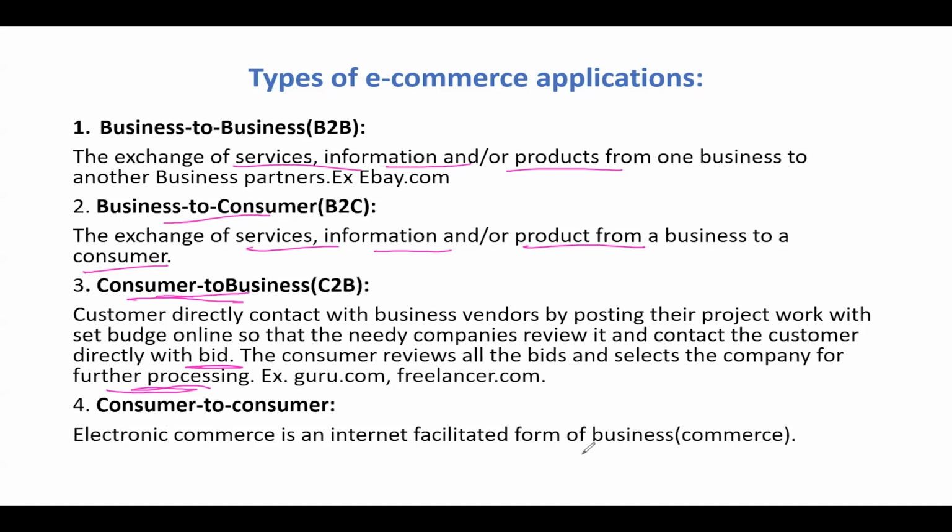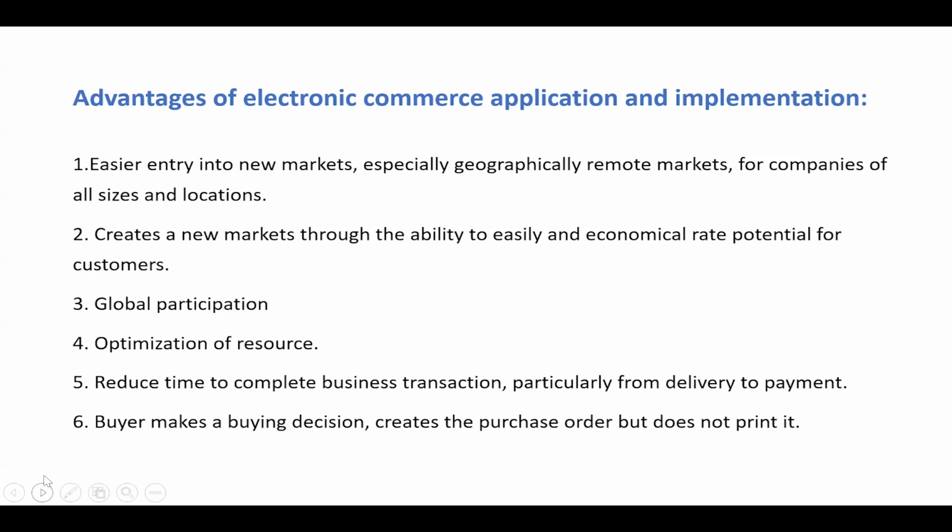Consumer to consumer electronic commerce is an internet-facilitated form of commerce. So here, what is happening is directly between the consumer and the consumer. If I'm selling something and I'm directly selling it to my neighbor and he's paying me, that can be consumer to consumer. Okay, there is no business entity interfering between the consumer and the consumer.